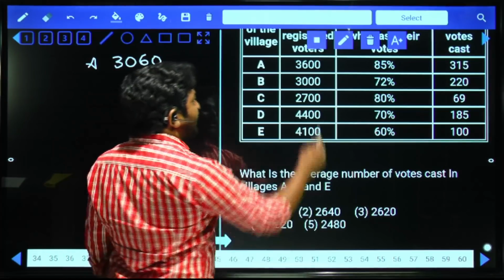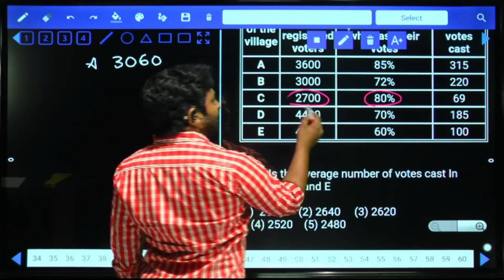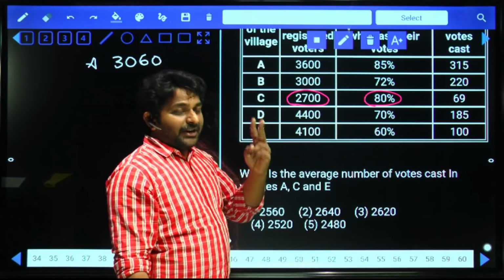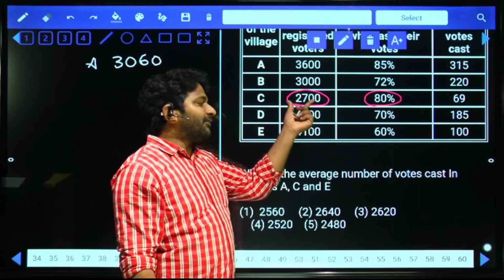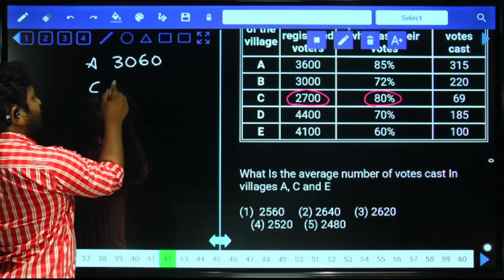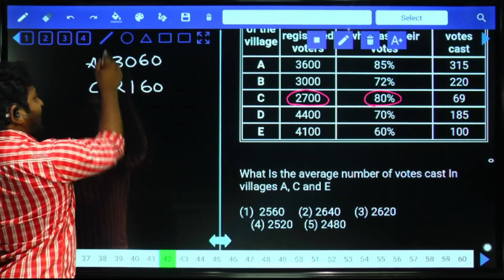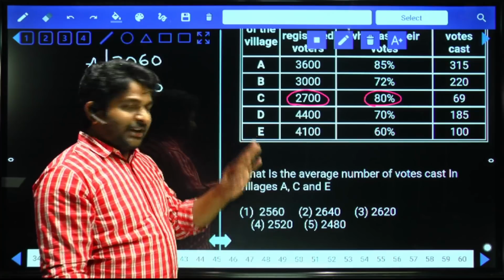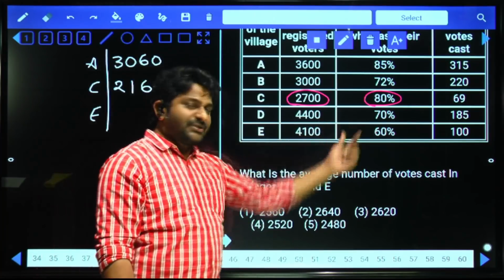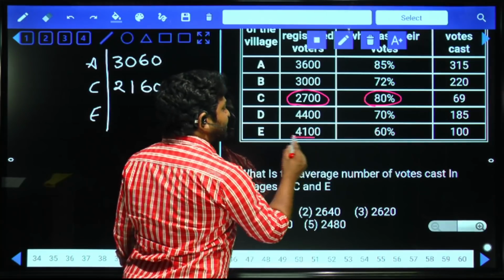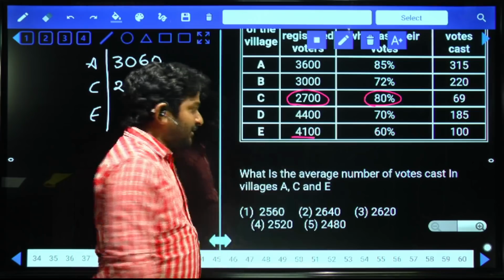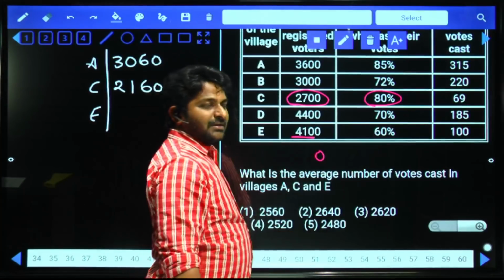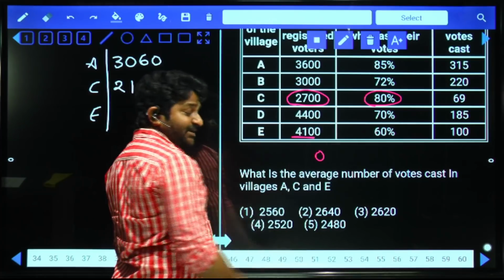C and E also. C, 80% of this number. 80% means subtracting 20%. 10% is 270. 20% is double, 540. If you subtract 540 from this number, that is equal to 2160. And then for E, it is 60%. 60% means 50% plus 10%, or you can do 10% into 6. Anything is fine. 10% is 410, into 6. Since there is a 0, you'll get 0. 41 into 6, 46 times. 240. 1 into 6, 6. That is 2460.